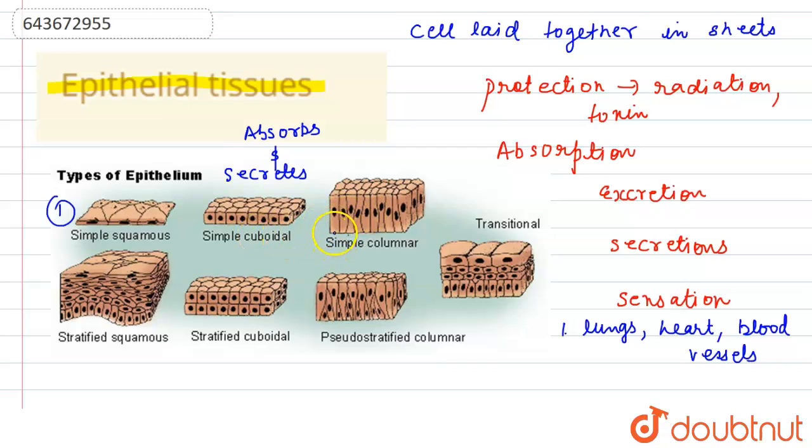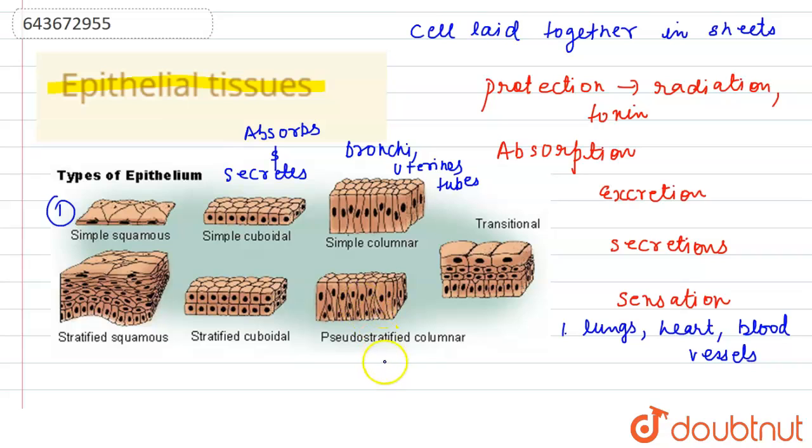Now we have the simple columnar. We can see that the column shaped cells are there, and they also have the absorption and the secretion function, right? And they can be ciliated here. So they are found in the bronchi, in the respiratory tract here. They are found in the uterine tubes. Uterine tubes means I'm talking about the uterus here, right? And they are also found in the digestive tract here.